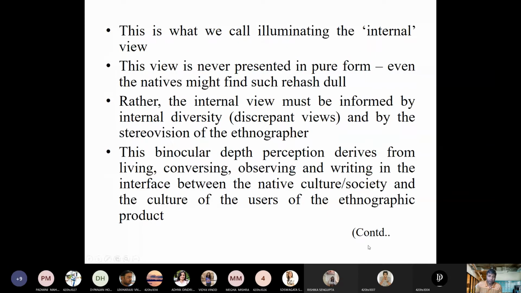This is what we call illuminating the internal view. Means it will help us in extracting the internal view from the people. This view is never presented in pure form. Even the natives might find such a view like a riddle. So what exactly am I telling you?